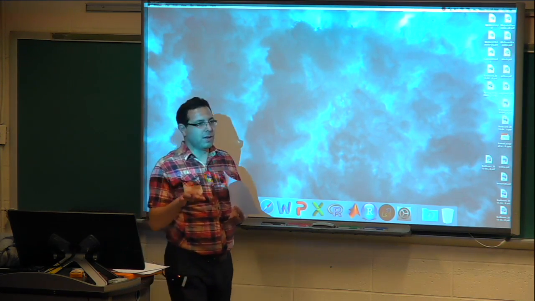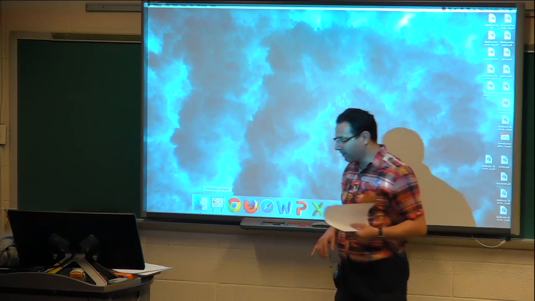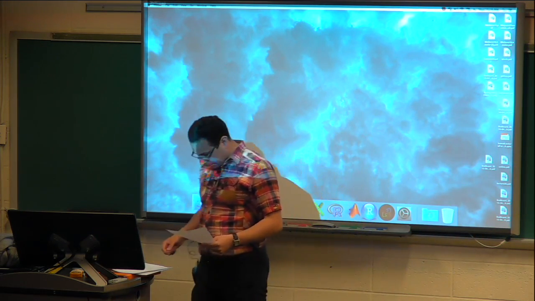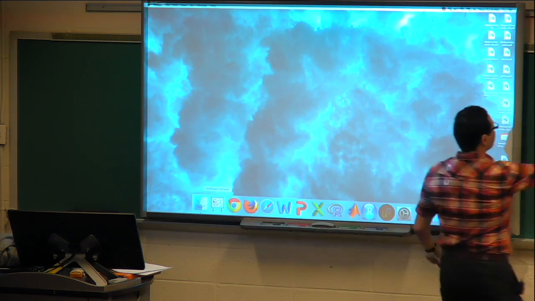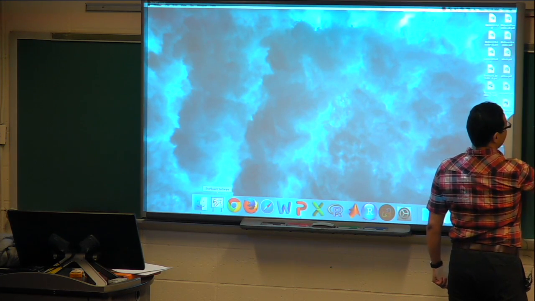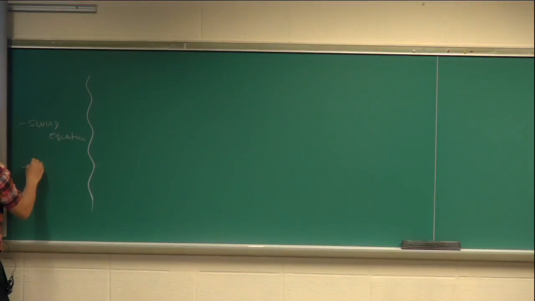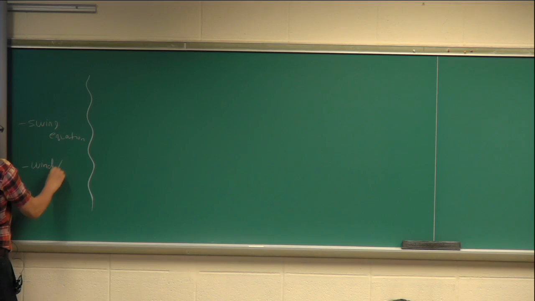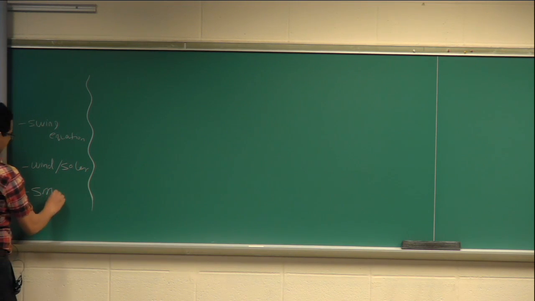So I know a lot of the students are running late due to the rain, but we're already 5 minutes late, so let's get started. Today we're going to finish the story for swing equation, then get back to the story for wind, continue on to solar, and then get started on smart grid.